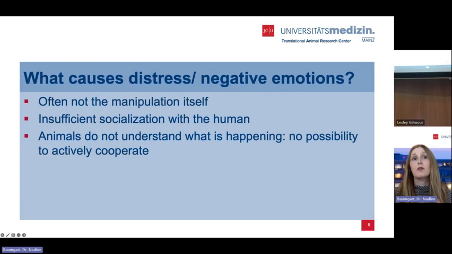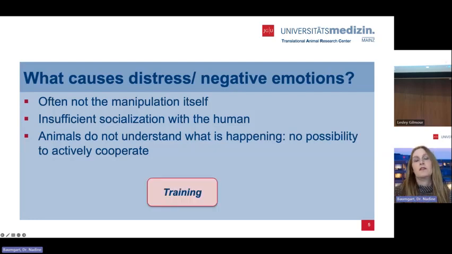So we often have not a very good socialization with humans. And like I already said, the animals do not clearly understand what is happening. They have no possibility to actively cooperate. Sometimes, when it comes to work with mice, people go into the facility, the cage is taken out, and there are already some procedures before the animals are fully awake, these poor little animals. And then they are scared and don't know what to do.